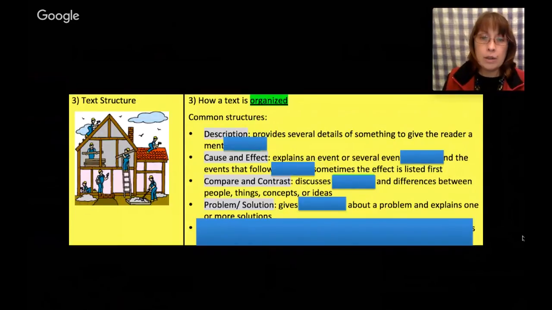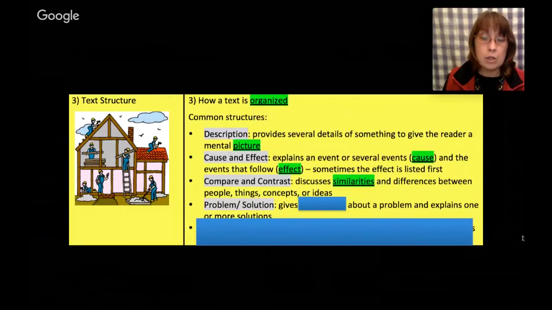So here are some common structures. These aren't all of them, but they're the most common that you'll find. First is description. This provides several details of something, a mental picture. Next is cause and effect. This explains an event or several events, that would be the cause, and the events that follow, that's the effect. Sometimes the effect is listed first.